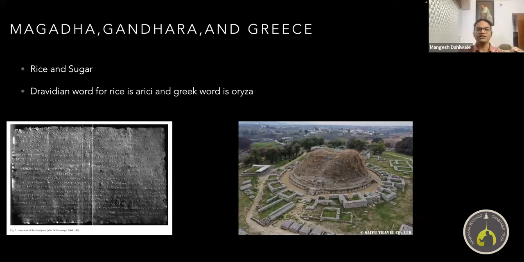So I just brought these slides to tell you that Magadha was not in isolation. It was an international state which had connections with Gandhara, where a lot of Hellenic Greeks were living. And the rice and sugar, of course, was taken from India to the West. The Dravidian word for rice is arisi, and the Greek word is oriza sativa. This is the Dhammarajika stupa, still standing today in Pakistan, and this is the Ashokan inscription in the Greek language.